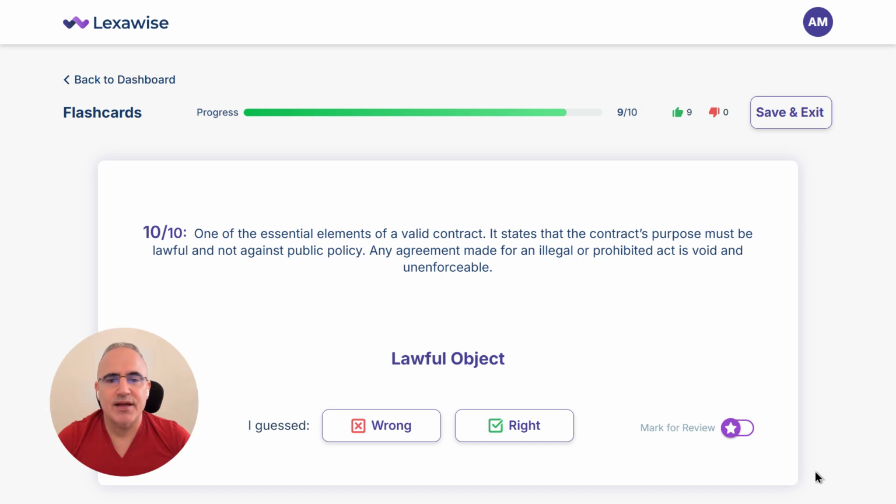And there you have it, 10 essential real estate vocabulary terms you must know for the exam. Start with these, and you'll build a solid foundation for everything else you need to learn.